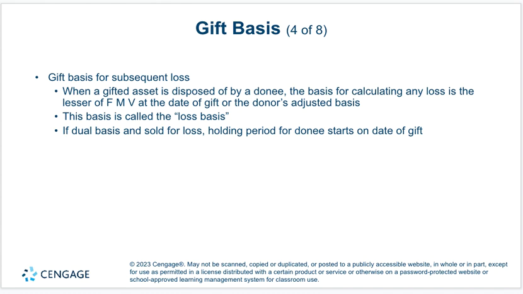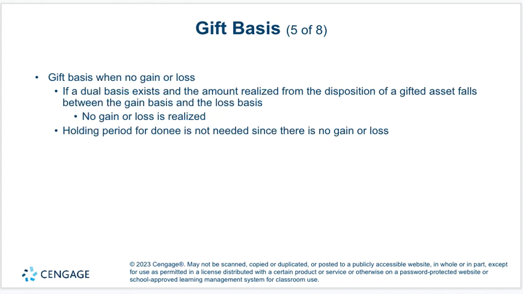So when it's a gain, they get to have the advantage of it being long-term, assuming that whoever gave it to them had already held it for more than a year. When it's a loss, then they have to take the period as when they received the gift. They don't get to include that of the person that gave them the gift.